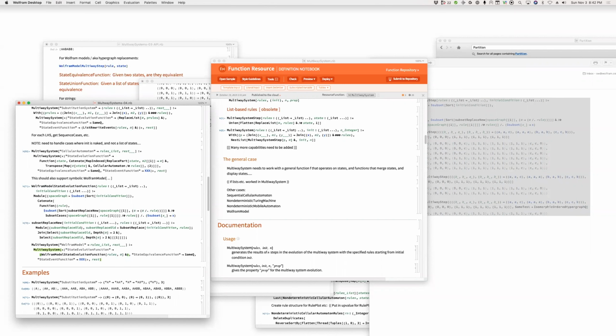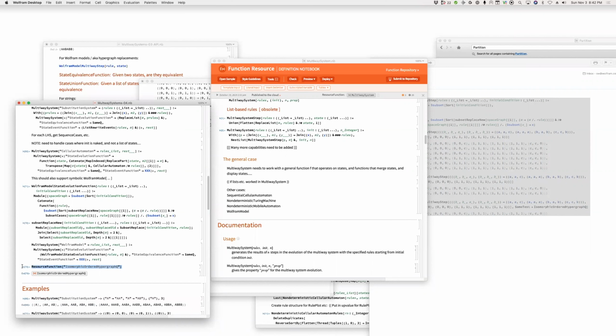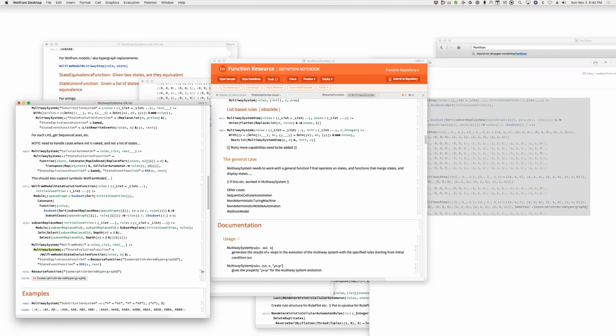Okay, the state equivalence function is not same Q. No, it's isomorphic ordered hypergraph Q. Which is resource function. Yes. Okay, drum roll.